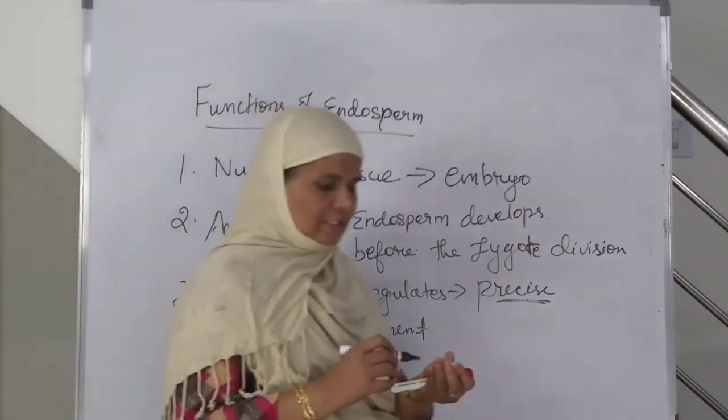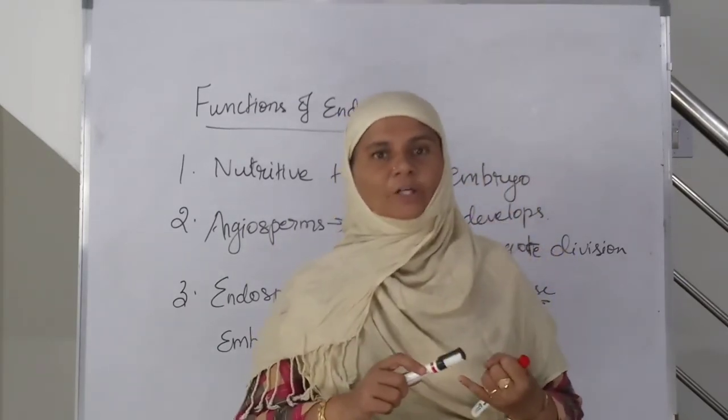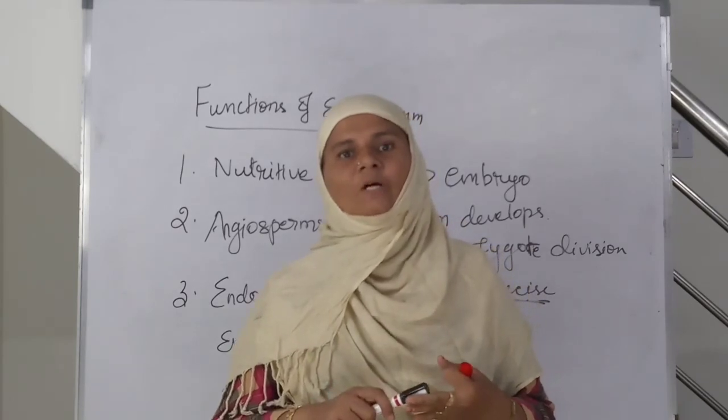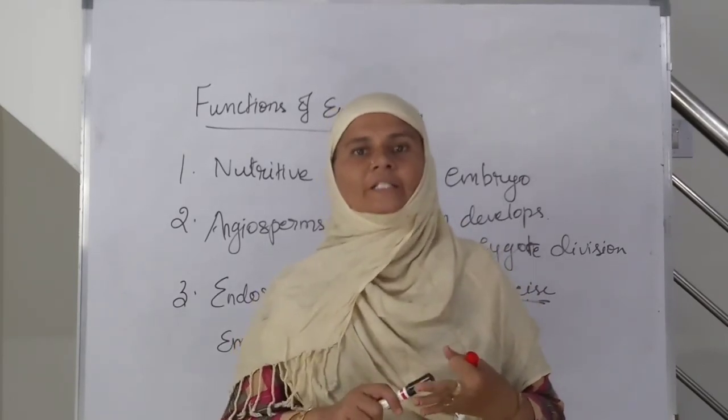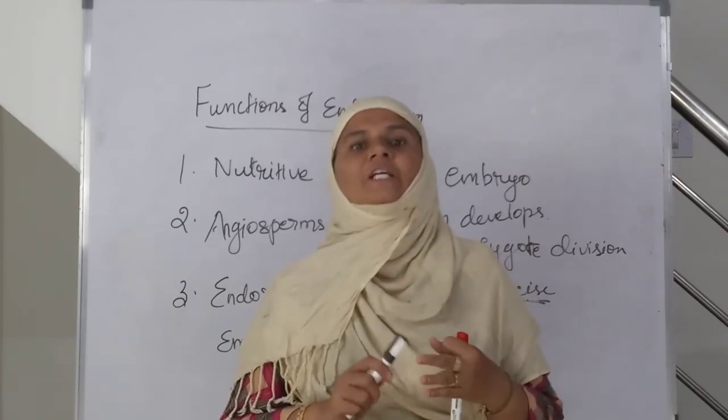I hope students it is very clear to you, the endosperm and its types and the functions of endosperm, especially in the coconut. The coconut water is a result of the triple fusion. It consists of 3n number of chromosomes.